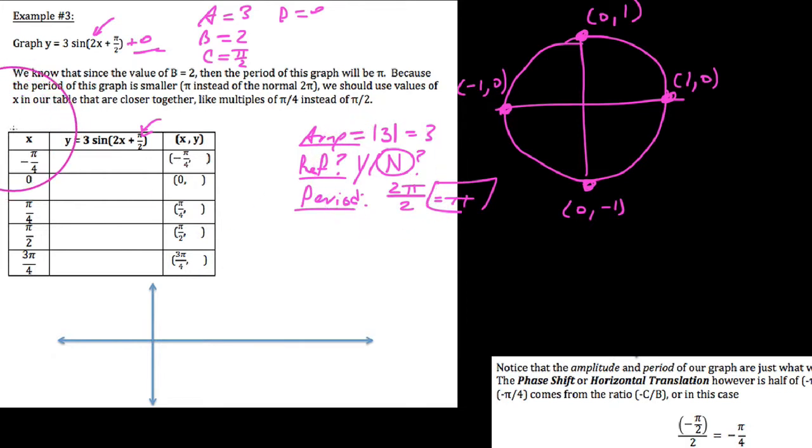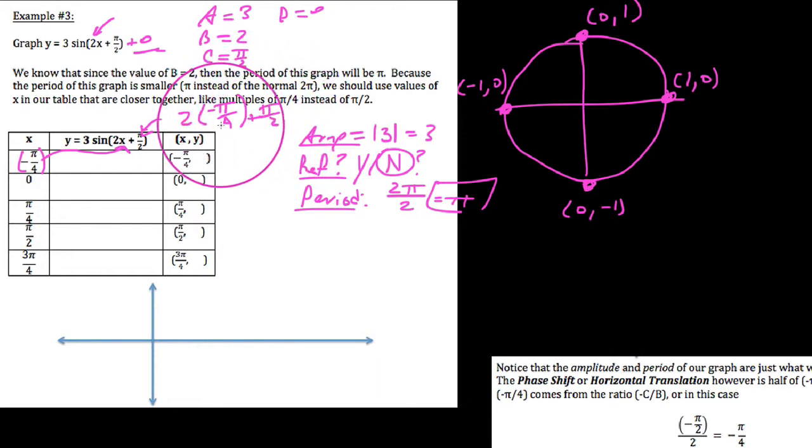So let's go ahead and take a look at plugging in a few values here. I'm going to do a little bit of mental math, but we say negative pi fourths. If we were to take negative pi fourths and put it right here for the x, we'd get 2 times that, which is negative 2 pi fourths, which is negative pi halves. So again, I'll show you right here. We're taking 2 times negative pi fourths, I'll just do it for this one, and then we say plus pi halves.